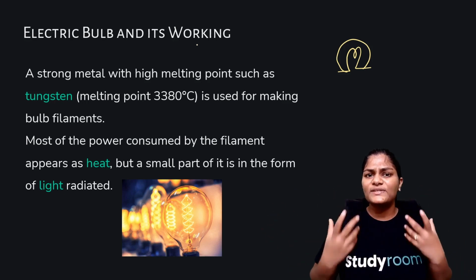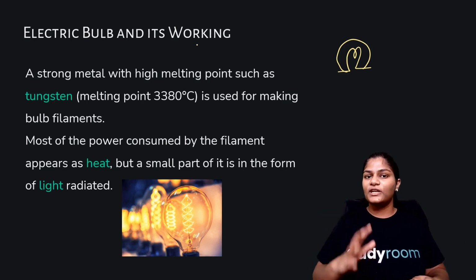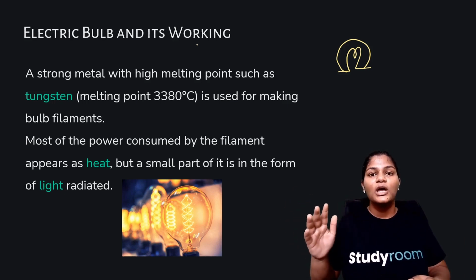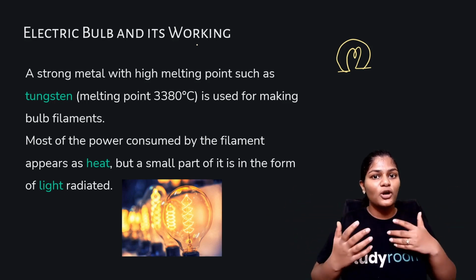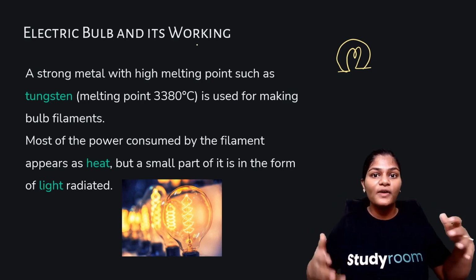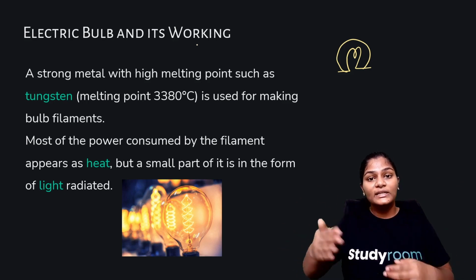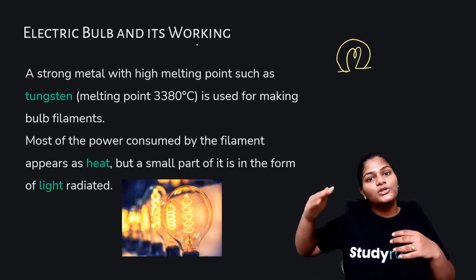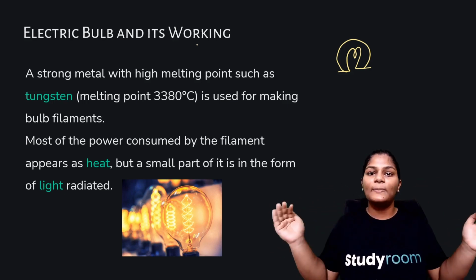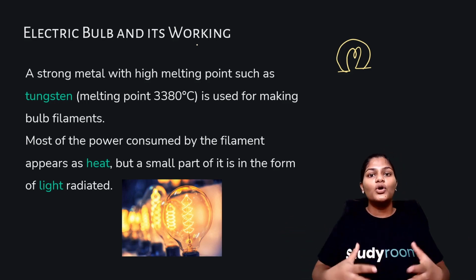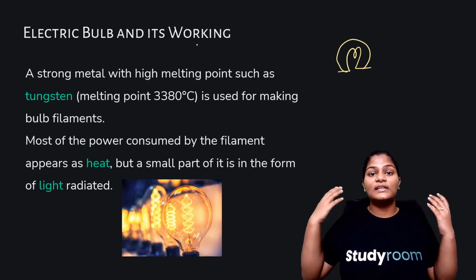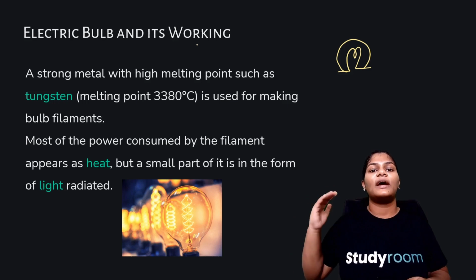So why is a very high melting point required? If a resistor has very high resistance, so what does it mean? Using Joule's law of heating, it is going to produce a lot of heat when current flows through it. And if it gets heated up and it has a low melting point, it is going to melt immediately and the appliance is going to stop working. So that is why we use tungsten, and it has very high resistance and a very high melting point.